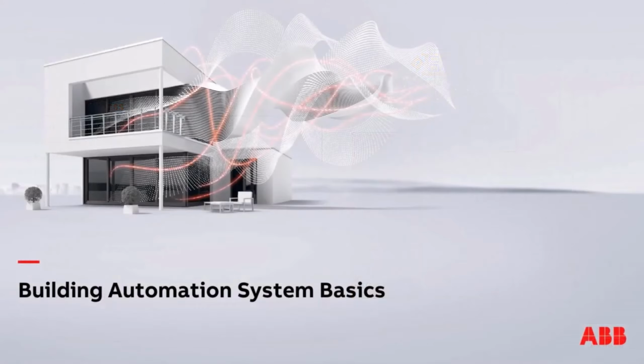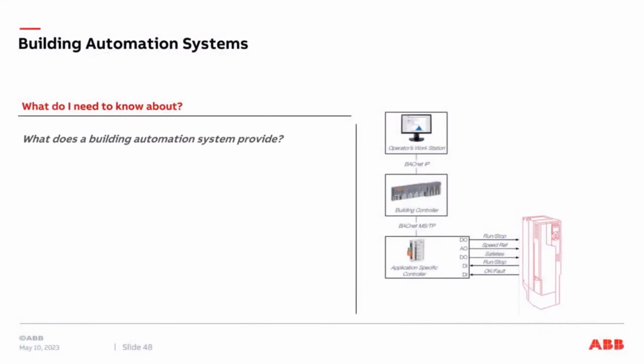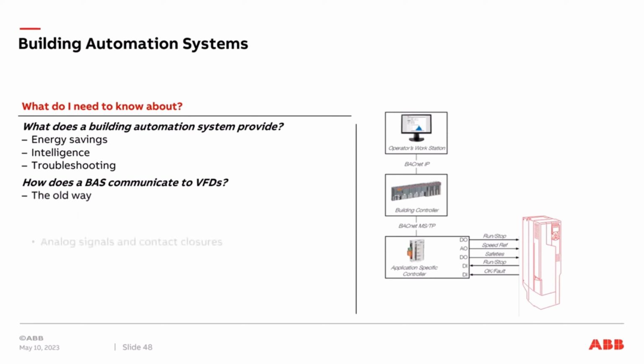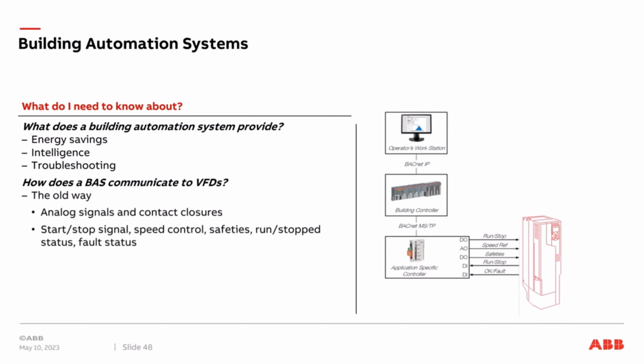Building automation system basics. What do I need to know about? What does a building automation system provide? Energy savings, intelligence, and troubleshooting. Those are the things your building automation system provides to the building. How does the BAS communicate with VFDs? The old way is through analog signals and contact closures. A start-stop signal, speed control, safeties, run stops, fault status, and so on were all sent through the building automation to direct inputs, and that was it.